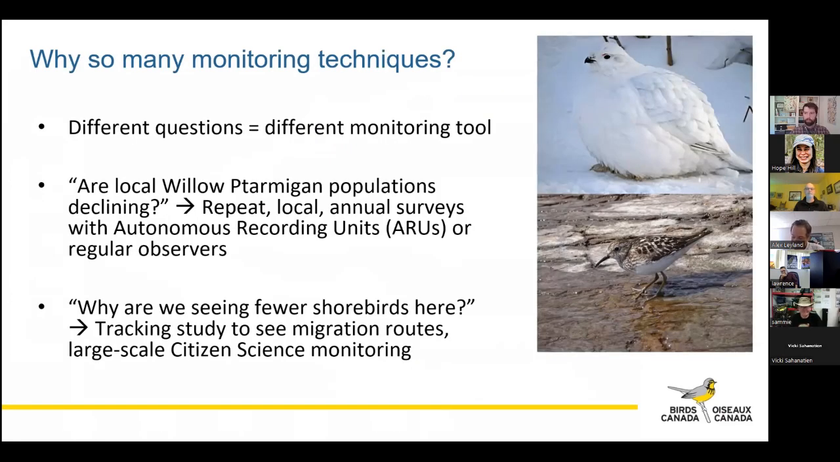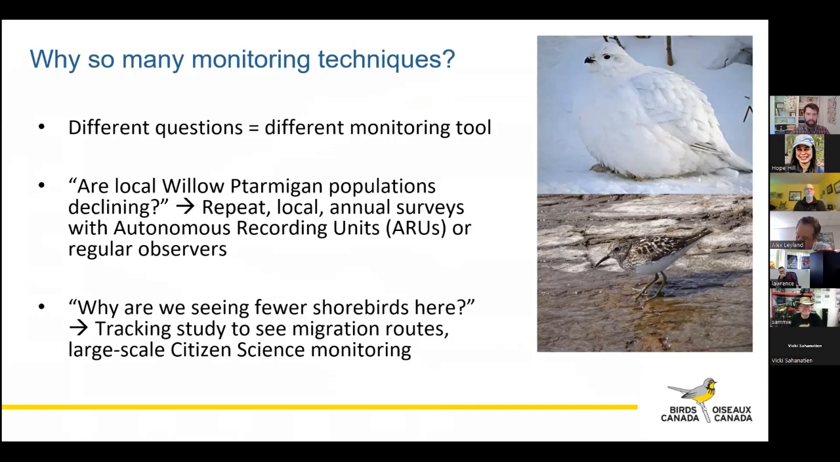And there's a whole bunch of different monitoring techniques for birds, and I'll touch on a range of these today. There are so many different monitoring techniques, partly because there are so many different questions that can be asked, and each monitoring technique is a little bit better at answering different questions.